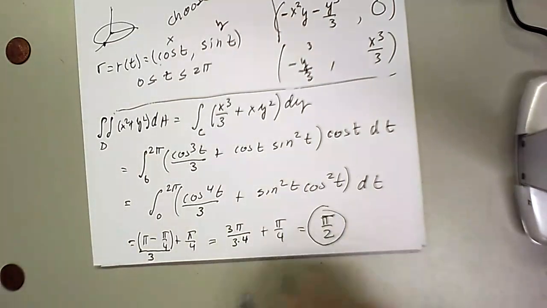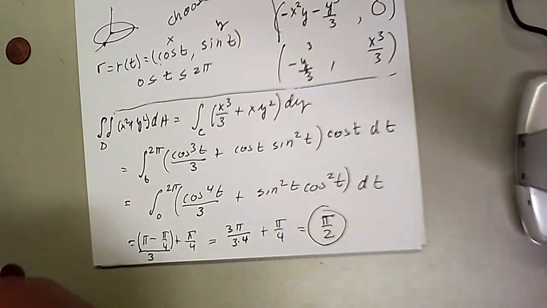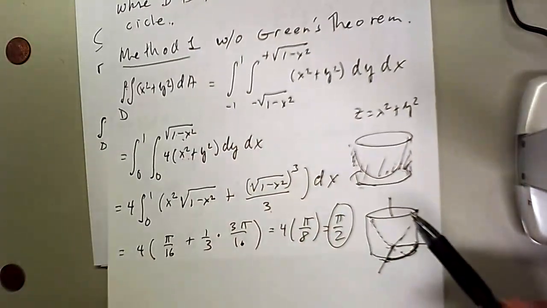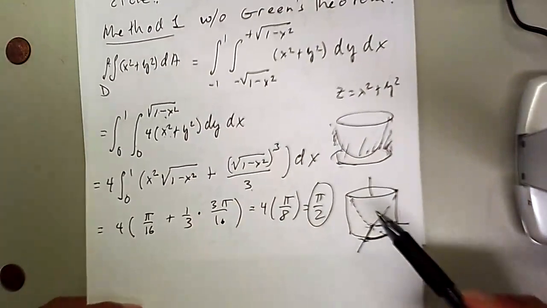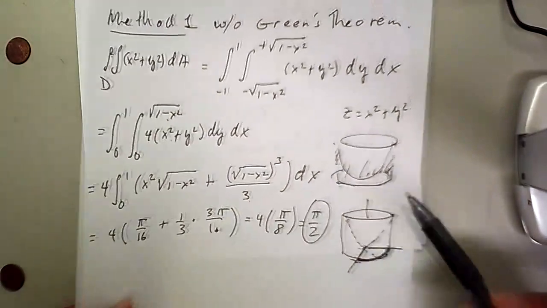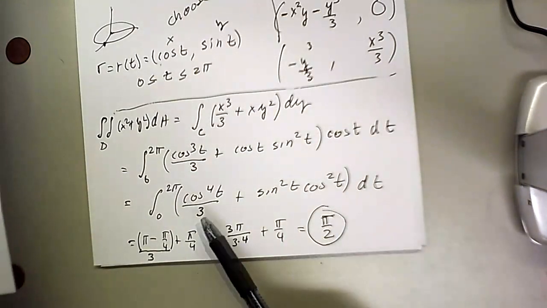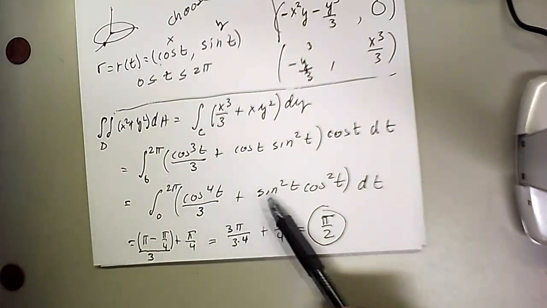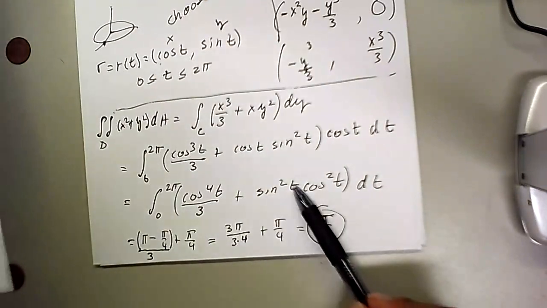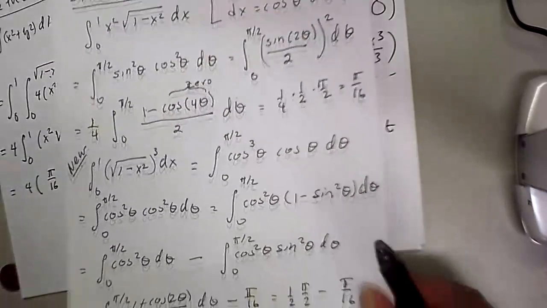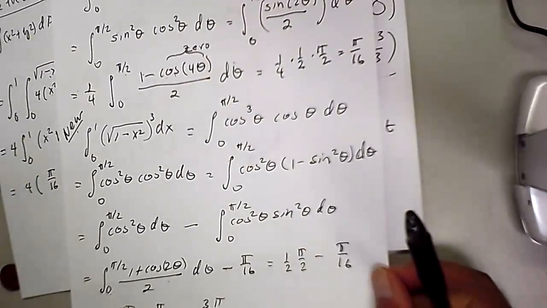same answer we obtained in the previous method without using Green's theorem. We obtained pi over 2. Now, which one is easier is not so straightforward, because I did not do those two integrations as part of the side work. I piggybacked on the side work we did for method number 1.